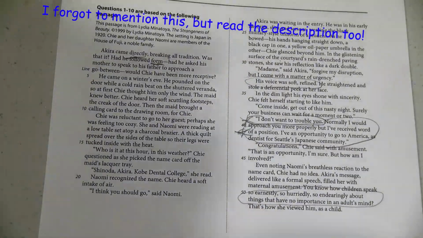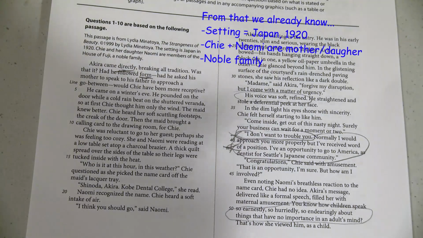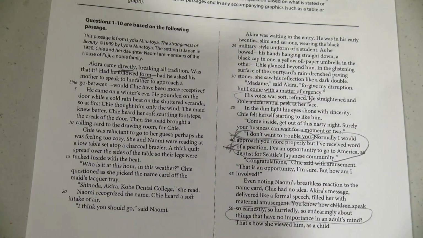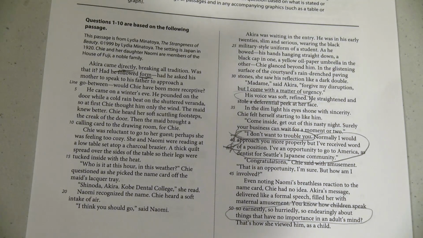So let's get started. Akira came directly, breaking all tradition. Was that it? Had he followed form? Had he asked his mother to speak to his father, to approach a go-between? Would she have been more receptive? He came on a winter's eve. He pounded on the door while a cold rain beat on the shuttered veranda, so at first she thought him only the wind. The maid knew better. She heard her soft scuttling footsteps, the creak of the door.